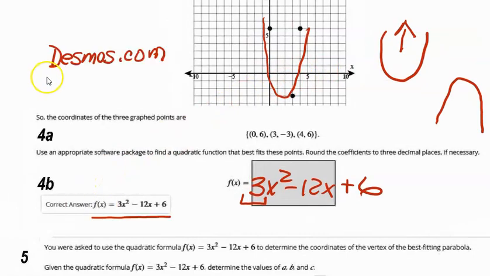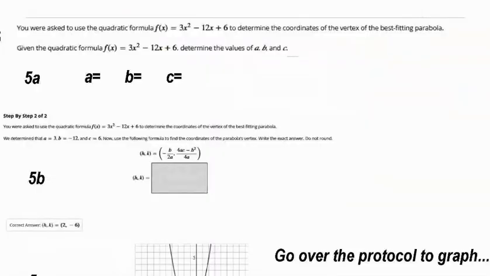Interestingly, if you go to the site desmos.com, which I feature, you could put that in there if you don't have a graphing calculator yourself and get a good idea what the graph is like. Now, we're calling this number 5, but it actually relates to the previous example.